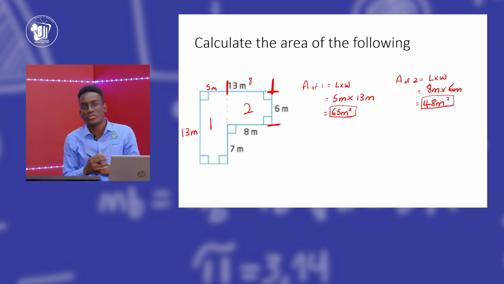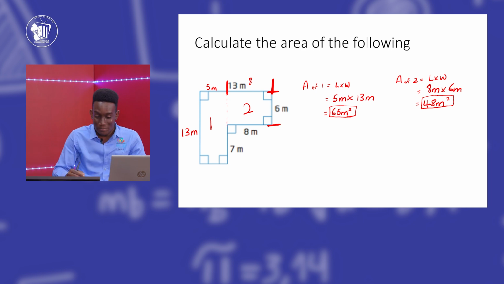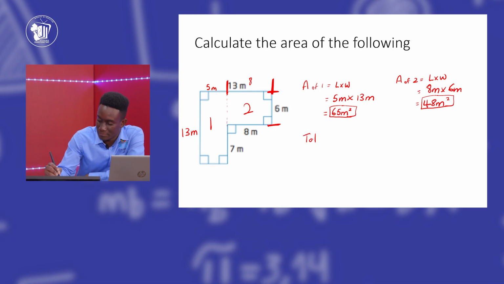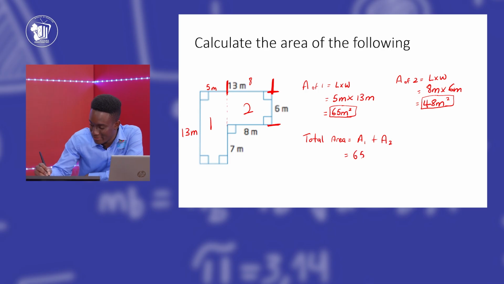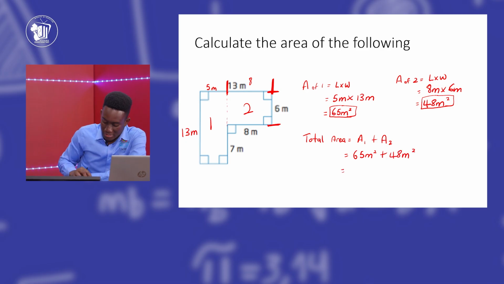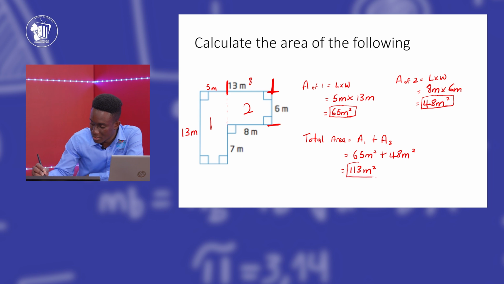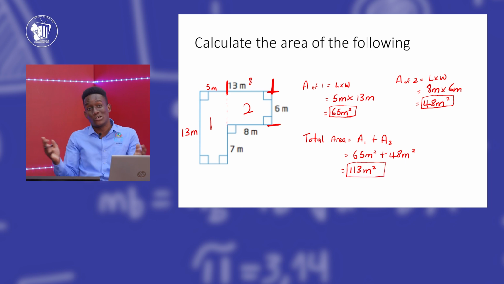And no, of course, we're not done yet. We need to find the area of the composite shape, meaning we must add both of the areas together. So we can say total area will be equal to area of shape 1 plus area of shape 2. So the area of shape 1 would be 65 meters squared plus the area of shape 2 would be 48 meters squared. So 65 plus 48 would give us a value of 113 meters squared. And that would be the area of this compound shape.